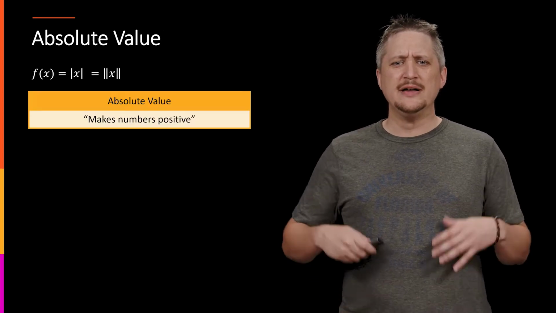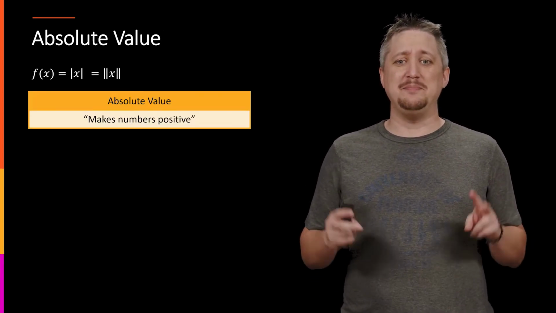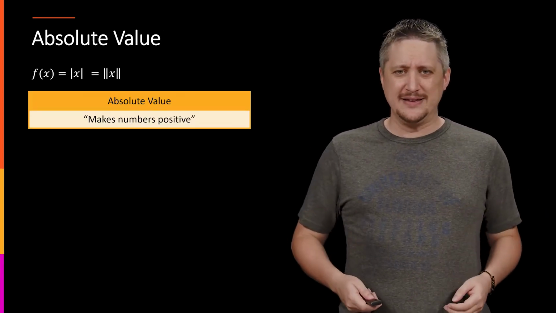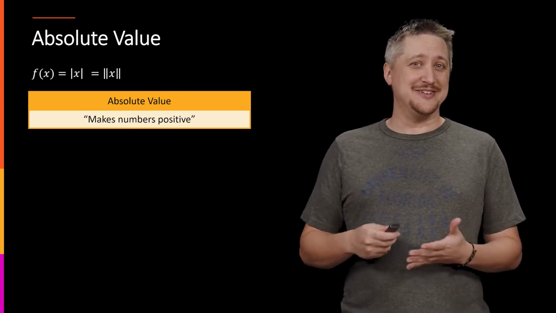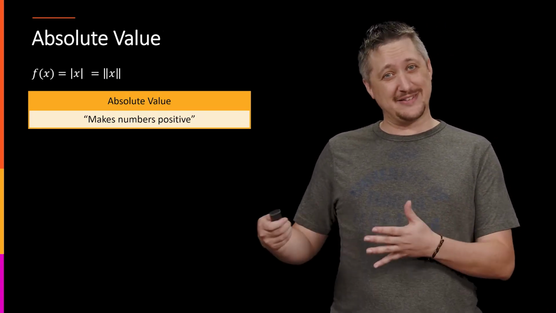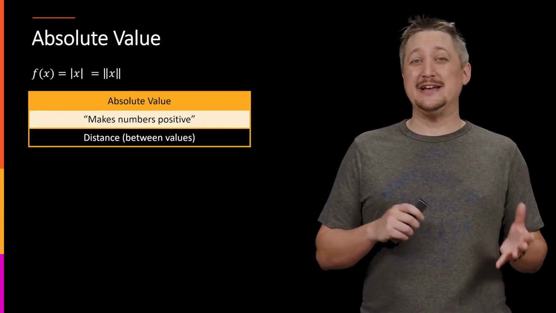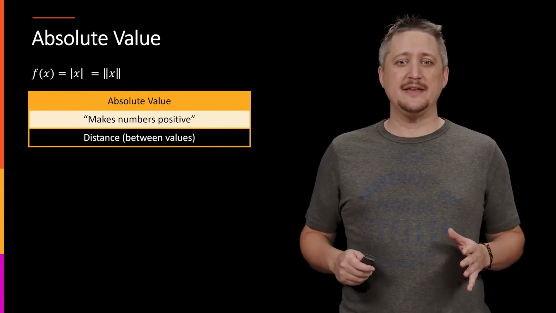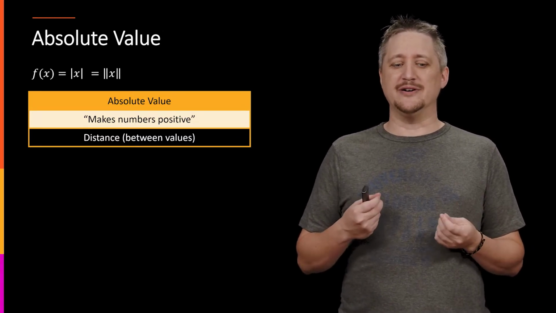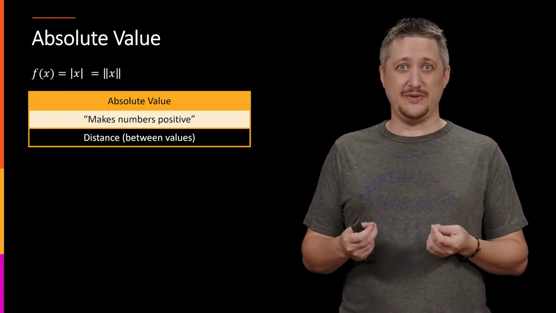All right, so absolute value. We know that it makes numbers positive. How it does that is a bit of an analytic mystery, and we'll get to that in another video. But a better way of thinking about this, at least geometrically, is that absolute value is an idea of distance between two values.